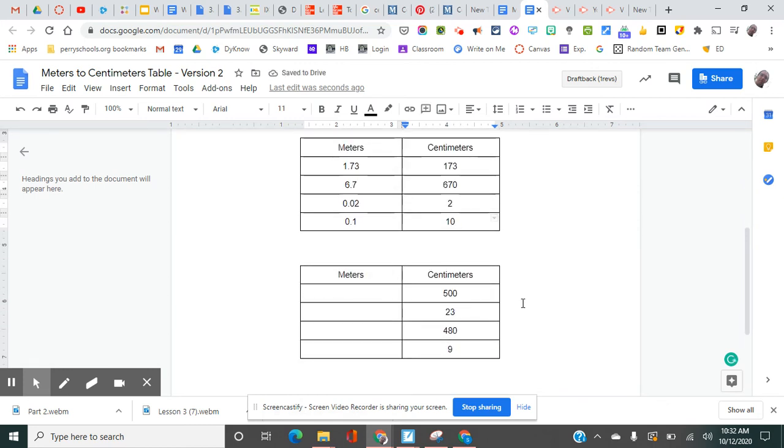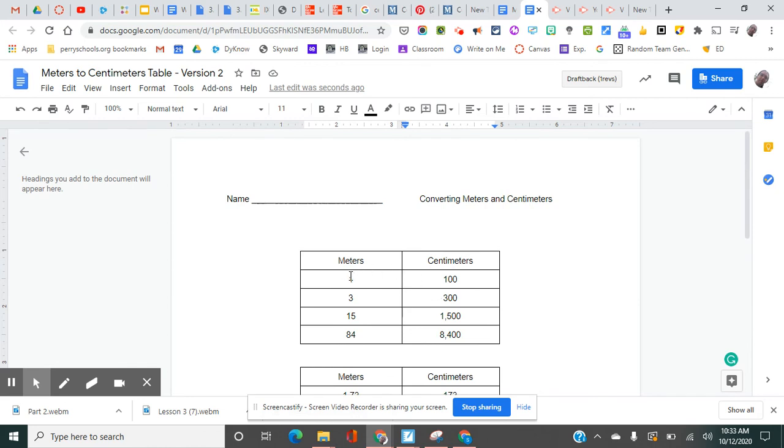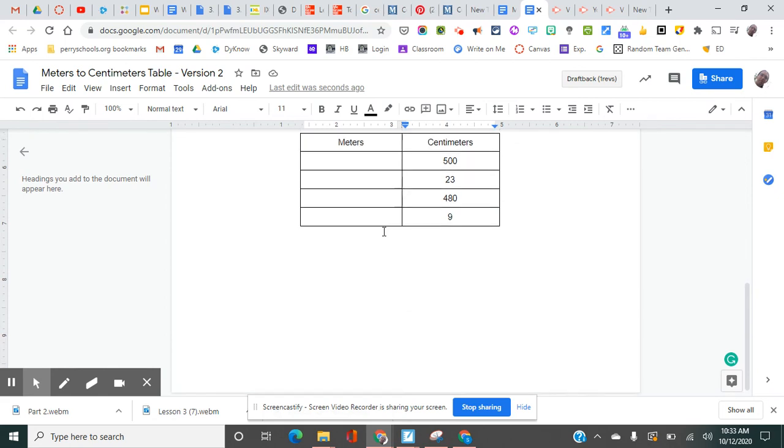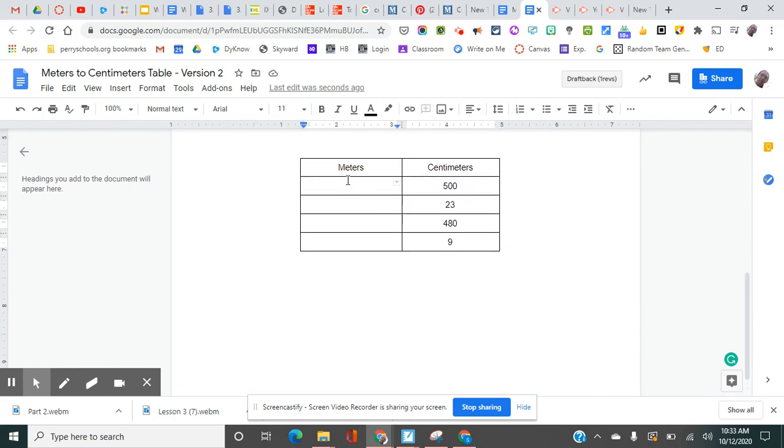And lastly, we need to be able to switch back as well. This is kind of a little extra thing to challenge our brain. So if we had 500 centimeters, well, I remember up here we said that 100 would be one. So 500 has to be 5 meters.